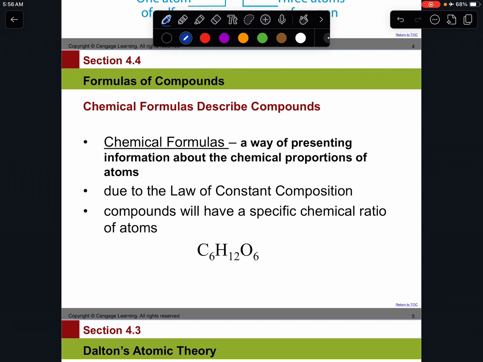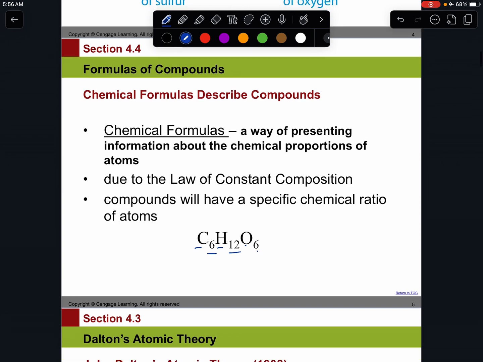So chemical formulas are basically a way of presenting information about the chemical proportions. So for this one, C has 6 components to it, H has 12 and O has 6. So that means one molecule of this contains all of these, okay? They don't split up. And so these will always have a certain ratio of numbers to elements. And we're going to learn how to write those as we go through this semester.